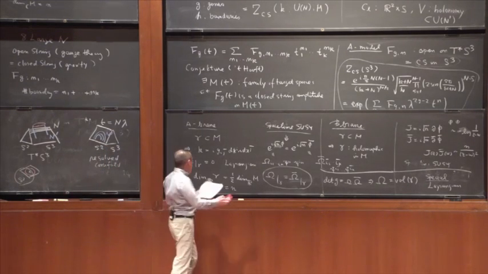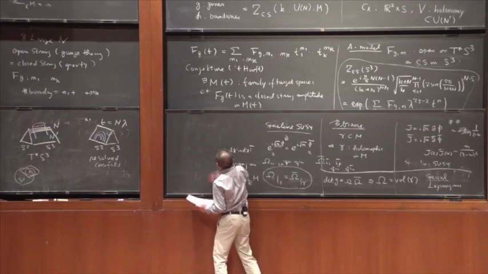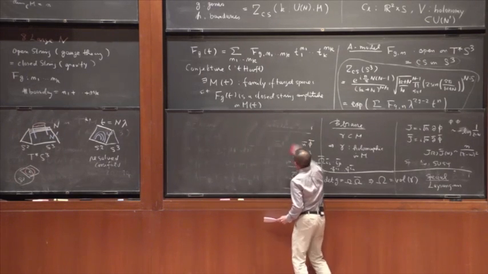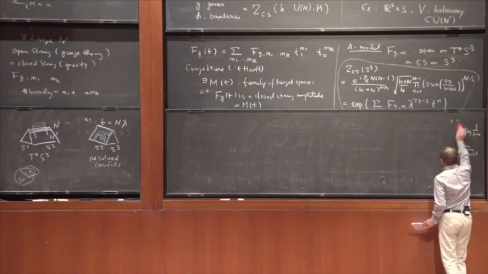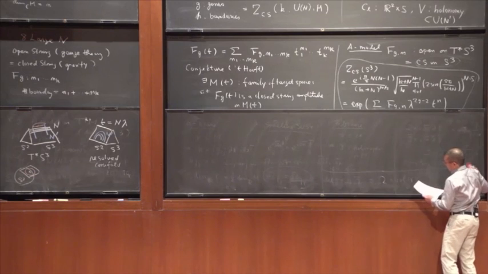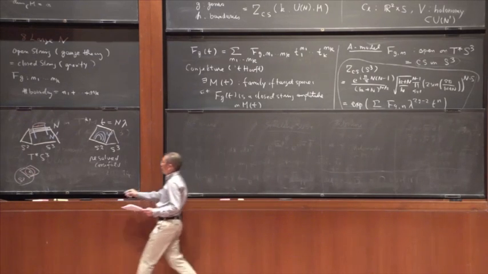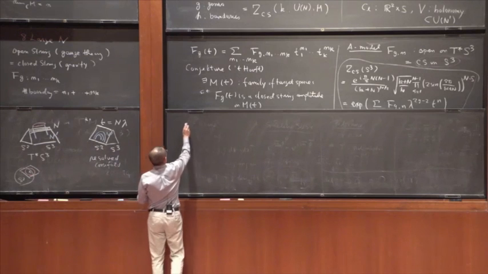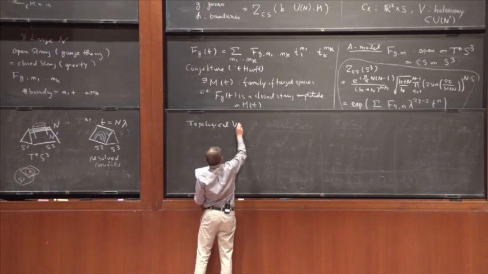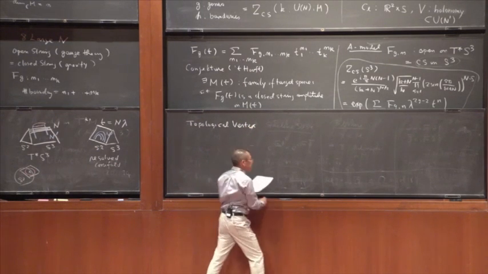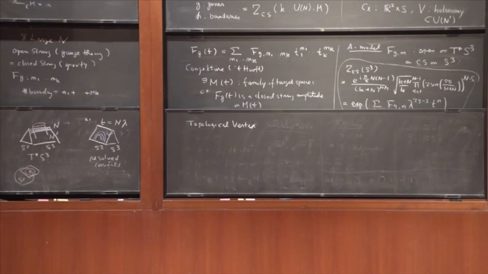All this discussion leads to a very powerful way to compute the topological string partition function on toric Calabi-Yau, called the topological vertex method, which I would like to discuss now. So this large N duality between closed topological string and Chern-Simons theory allows us to compute F_g, the topological partition function, to all orders in genus for toric Calabi-Yau.